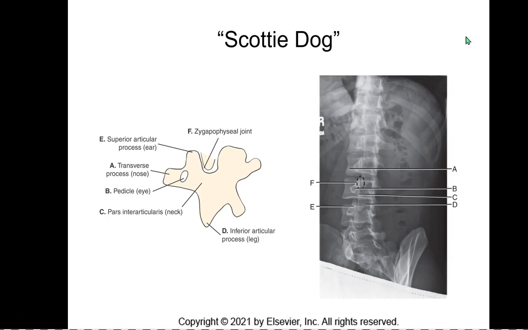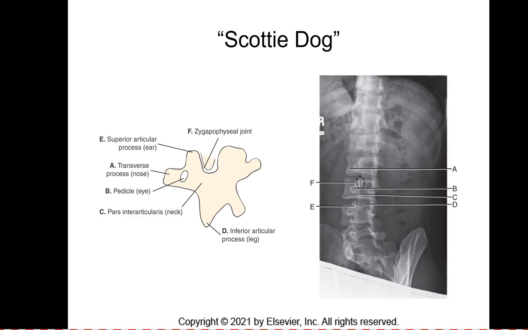Okay, let's talk about Scotty dogs. So as you know, when we oblique any bone, the specific parts of that bone can be difficult to recognize. And a vertebra, of course, is no exception. However, we can use this visual aid called a Scotty dog to help us determine if we're correctly positioned in that 45-degree oblique.